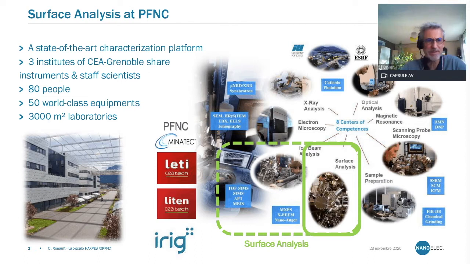So at PFNC, basically 3 institutes of CEA Grenoble are sharing their instruments for characterization, and also the staff scientists, who are about 80 people working there. We host about 50 world-class equipments within 3,000 square meter laboratories. And as I was telling you, it is basically 3 institutes working together in different fields of materials analysis, called the Centers of Competencies.